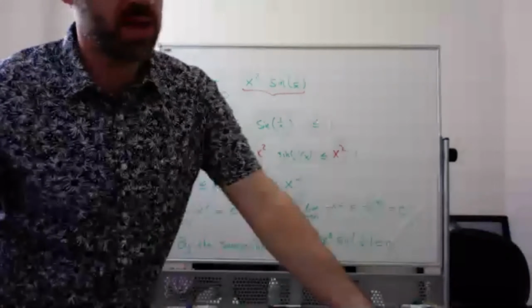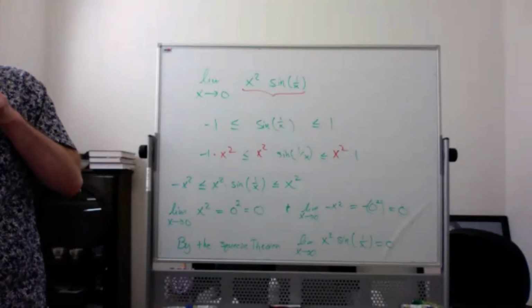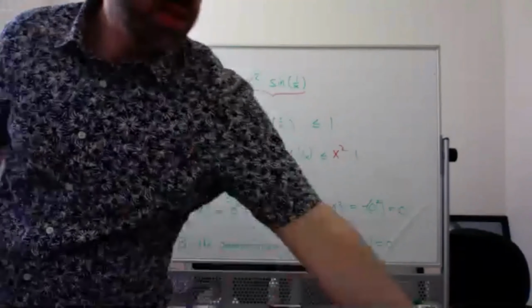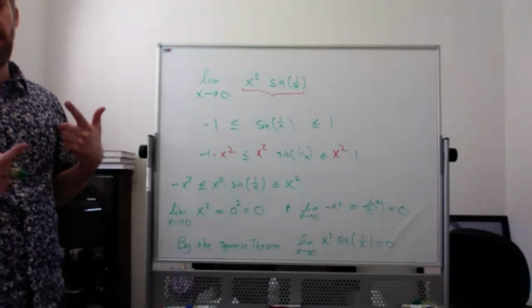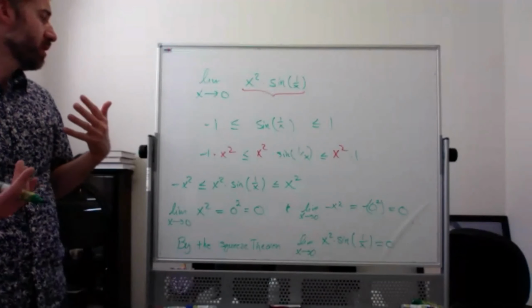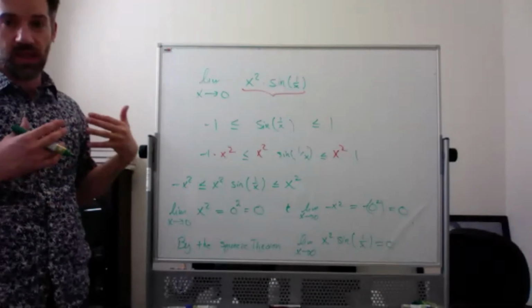And that's very generally how the squeeze theorem works. You find a way of writing the thing you want to take the limit of between two other functions, and then you take the limit of the outer things, and then you get the limit of the thing in the middle.